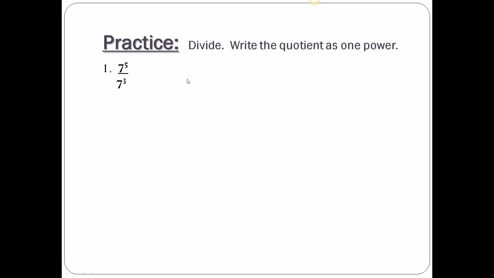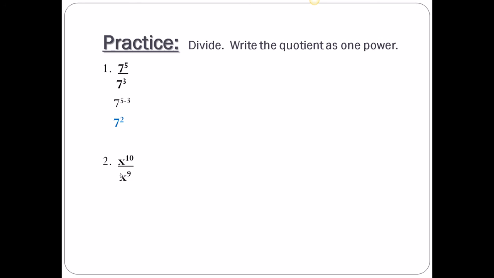Okay, let's practice. Now, this says divide, write the quotient as 1 power, meaning leave the answer with an exponent, don't solve it, okay? So I have 7 to the 5th, 7 to the 3rd, they're the same base, so we're going to subtract our exponent. The numerator take away the denominator, 5 take away 3 is 2. So 7 squared. You don't have to write 49 because it said write the quotient as 1 power, meaning leave it as an exponent.